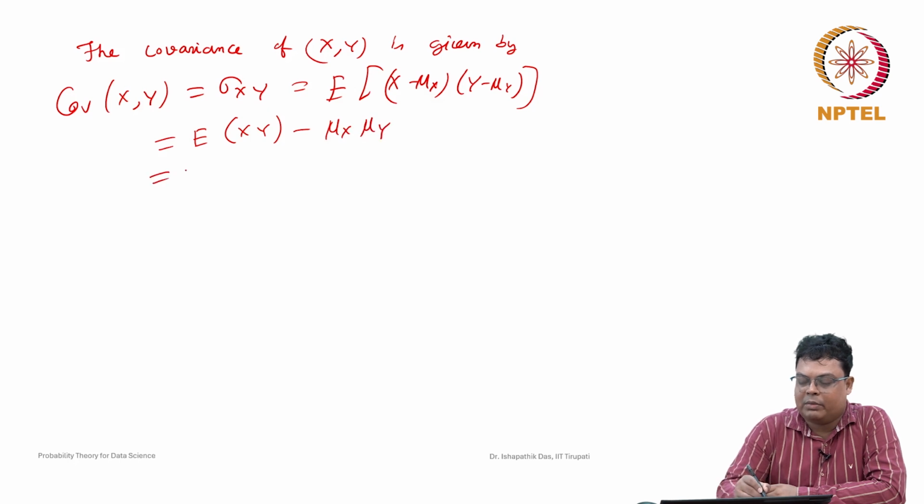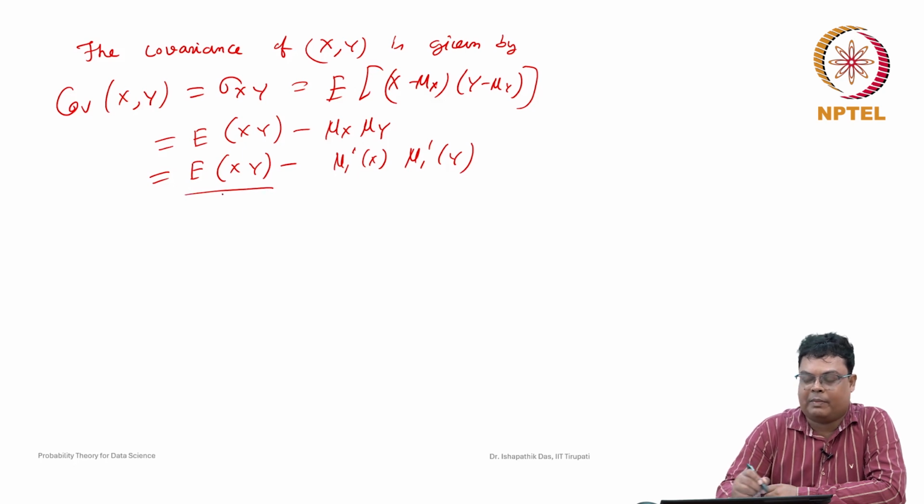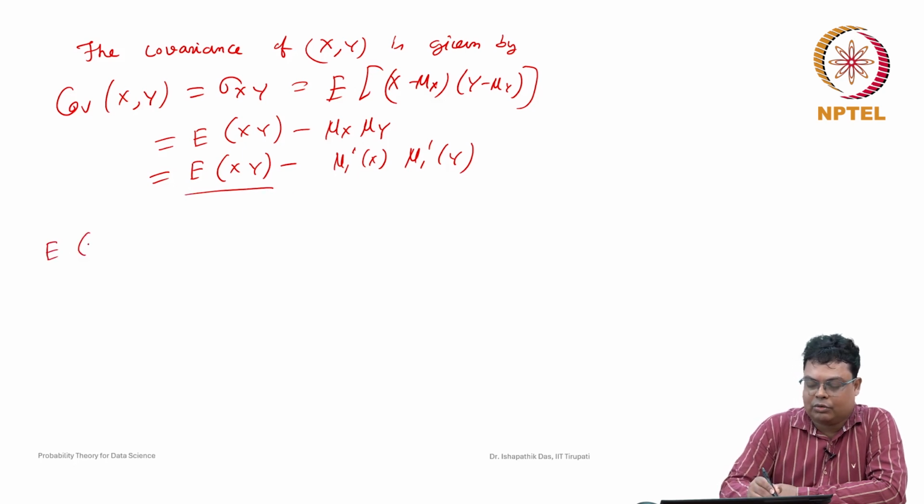What is mu x mu y? Mu x mu y is simple. They are first order raw moments. This is mu1 dash x into mu1 dash y, that we have already computed. Mu1 dash x is 0.5 and mu1 dash y is 0.45. Already we have computed. Now we want to find the expected value of xy.